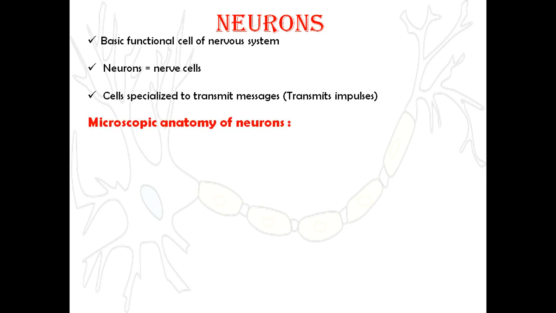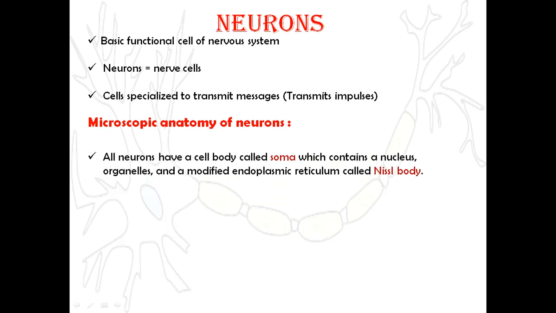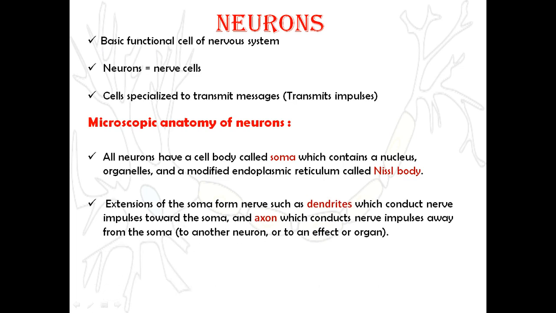Next is the microscopic anatomy of neurons. All neurons have a cell body, which is called the soma, which contains a nucleus, organelles and modified endoplasmic reticulum, which is called the Nissl body. Extensions of the soma are dendrites, which conduct the nerve impulses towards the soma, and axon, which conducts the nerve impulses away from the soma, that means to another neuron or the effector organ.